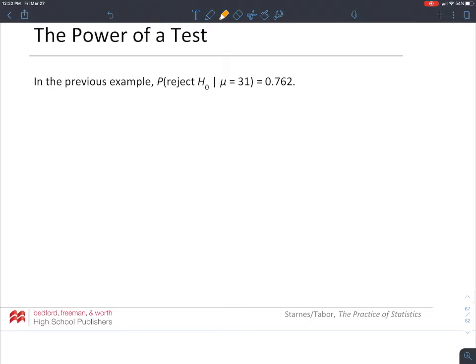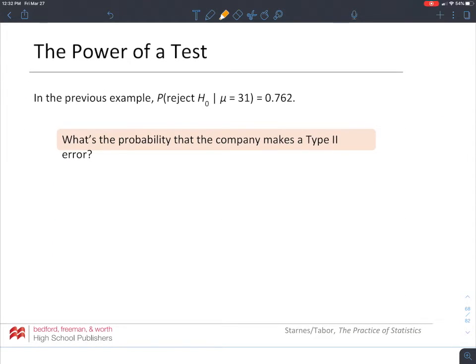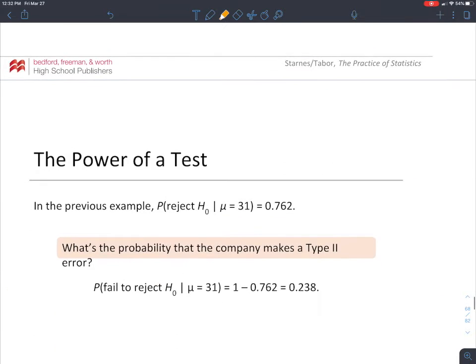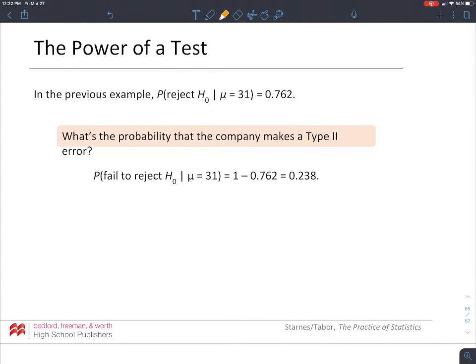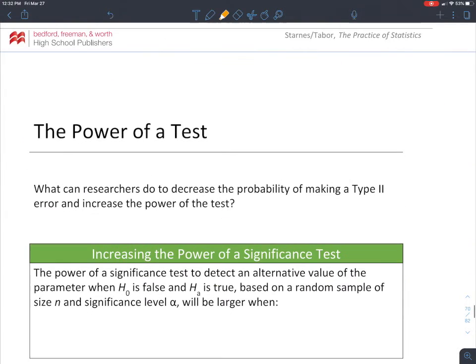In other words, we're looking at the probability that we reject the null given the fact that the actual average lifespan of those batteries is 31. That probability is 0.762. So what's the probability that the company makes a type 2 error? Well, it's actually the complement. So power and type 2 error are complements of each other. If you know what the power of the test is, you subtract it from 1, and that's the probability of a type 2 error. If you know the probability of a type 2 error, you subtract that from 1 to get the power of the test.